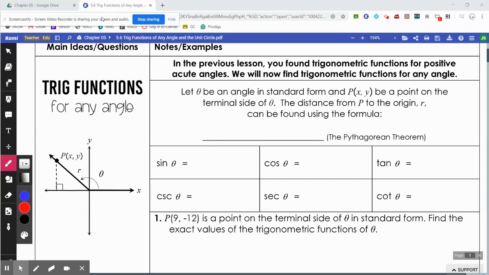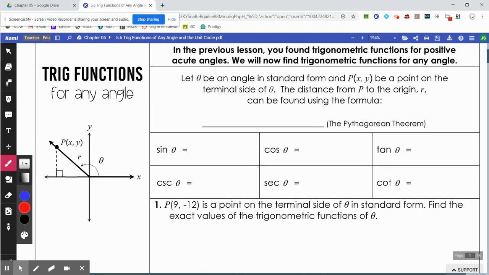Okay, in this lesson, we're going to be finding the trig functions for any angle. In the previous lesson, you found the trig functions for positive acute angles like the sine of 30, cosine of 45, and so on. However, what about all the other angles? What if we're in the second, third, or fourth quadrant? We will now find trig functions for any angle.